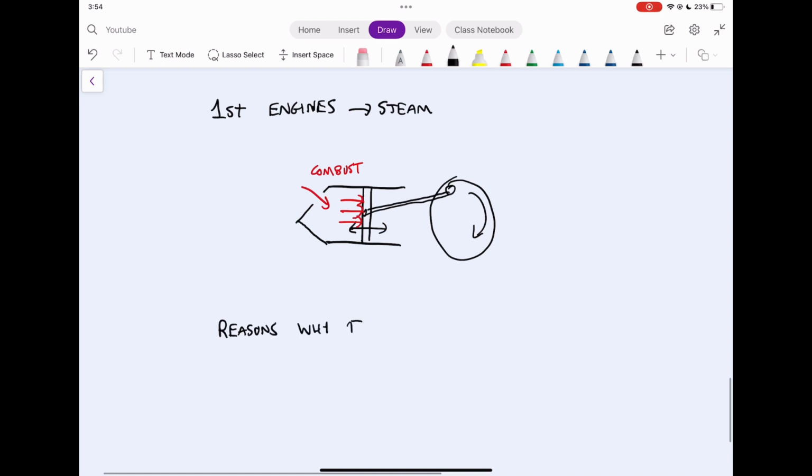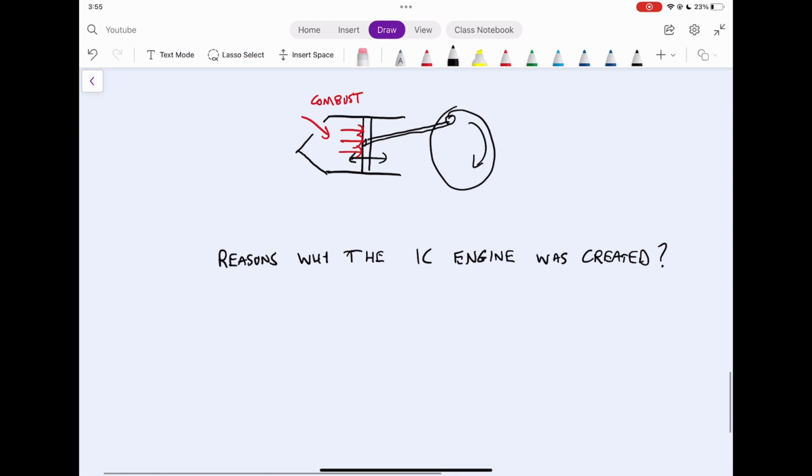So the next question I have for you is, why did the IC engine get created, and why was there such a push for the internal combustion engine? And why didn't we continue with the steam engine? The steam engine seemed to work very well for transportation. So two of the main reasons, and you can pause here and try and think about it, but two of the main reasons are that in 1859, we discovered crude oil. And as soon as we discovered crude oil, we were able to refine the crude oil into different fuels that became very predictable in their combustion.